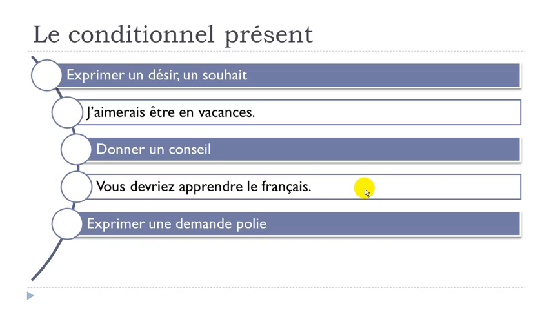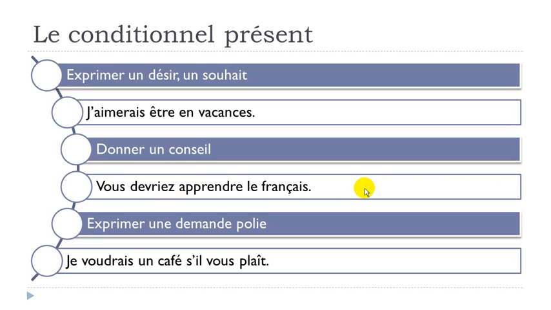And then if you want to ask something politely, that's the tense you should definitely use. Especially if you go in a coffee restaurant or in a shop and you want to ask for something, then use this conditionnel form. I mean, trust me, it's quite important. Okay? Je voudrais un café, s'il vous plaît. So let's read them one more time. J'aimerais être en vacances. Vous devriez apprendre le français. Je voudrais un café, s'il vous plaît.